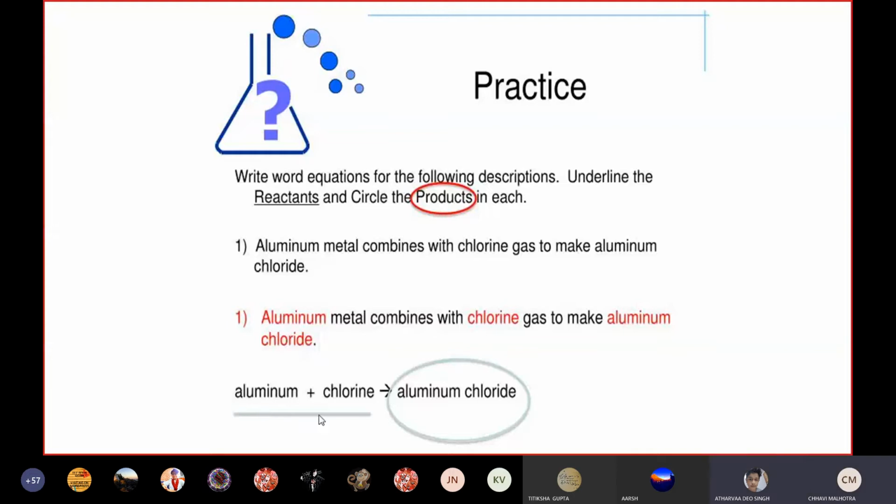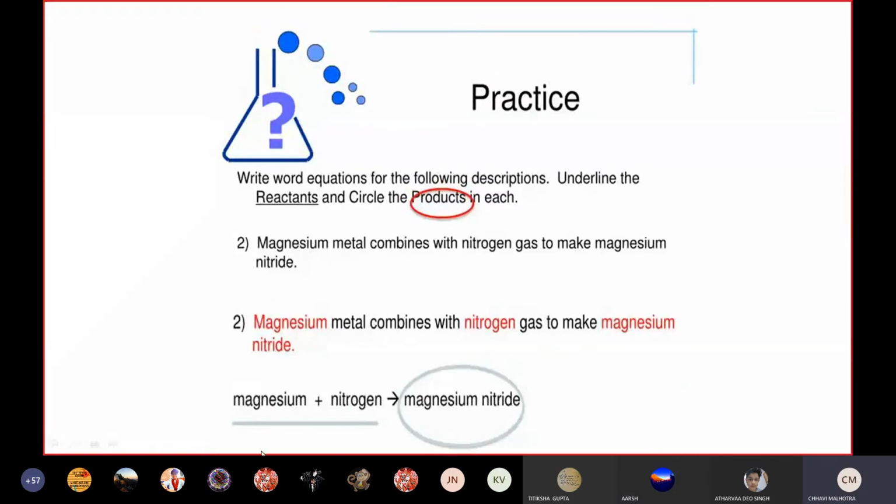So are you getting this equation? Aluminium plus chlorine gives aluminium chloride. And what is the product? It is the aluminium chloride. This is the word equation.